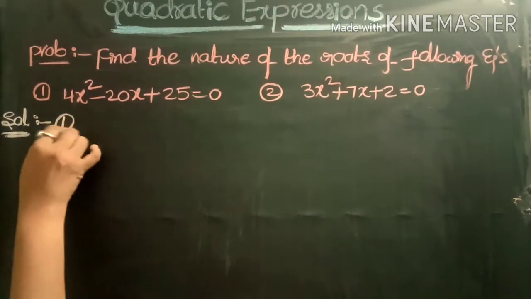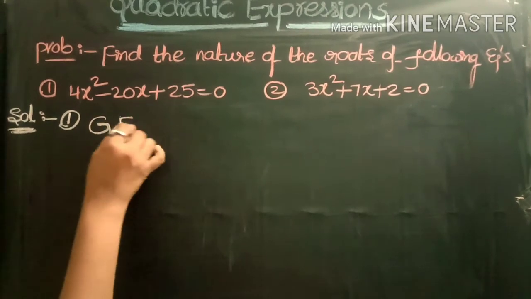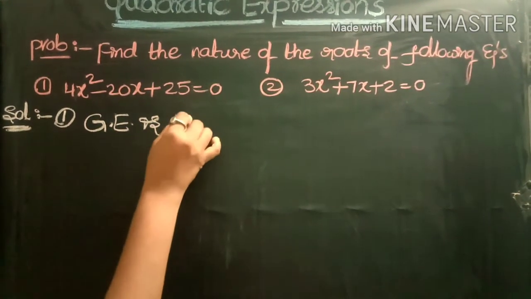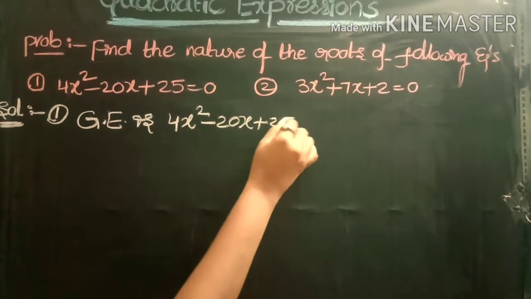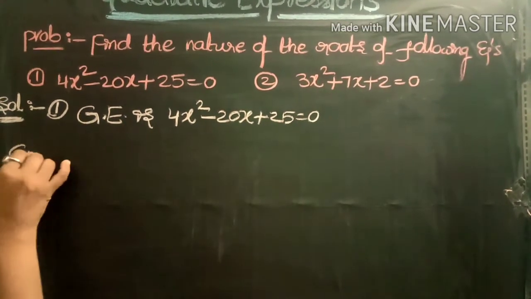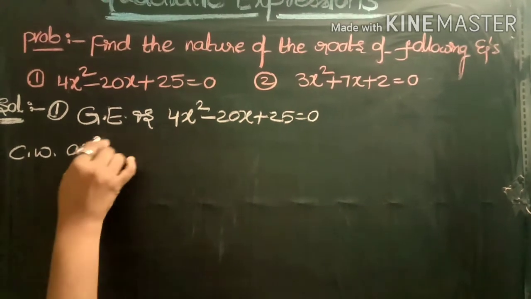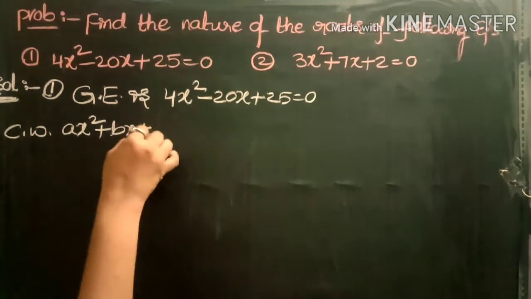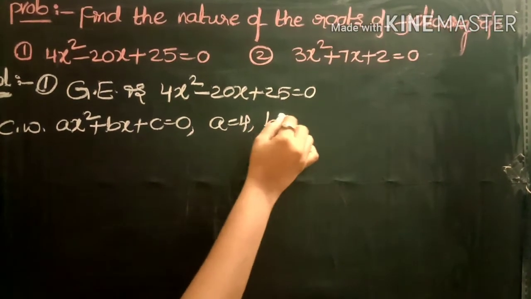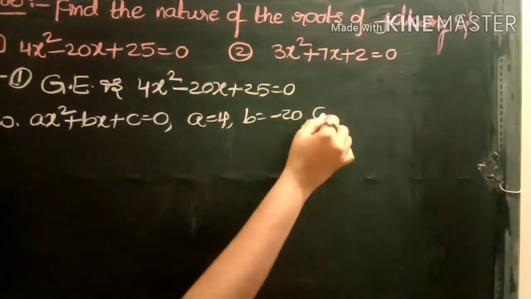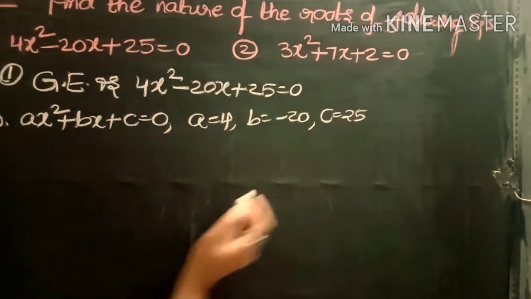So first I take the given equation. First problem. In this problem first I am writing the given equation here. Given equation is 4x square minus 20x plus 25 is equals to 0. Now compare with ax square plus bx plus c is equals to 0. Then the values of a, b, c are a is equals to 4, b is equals to minus 20 and the value of c is equals to 25.